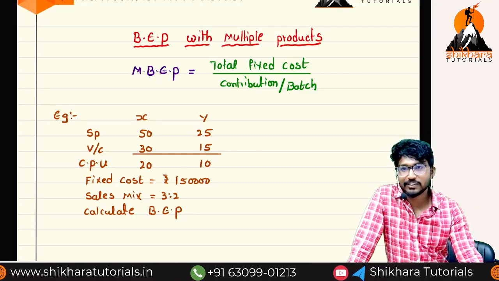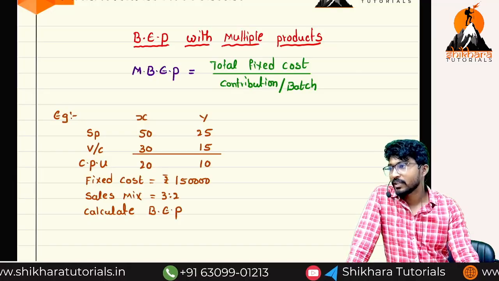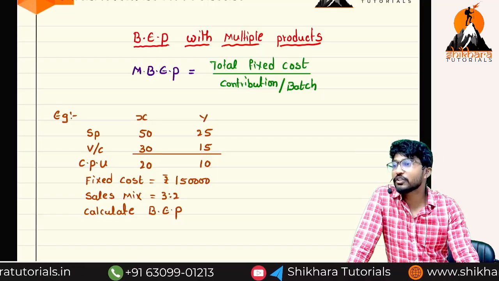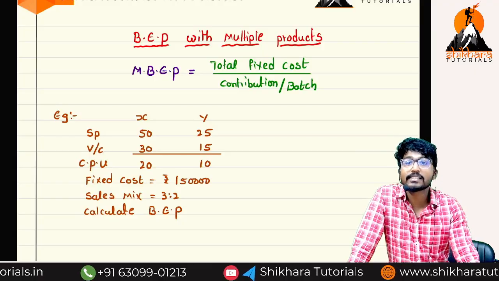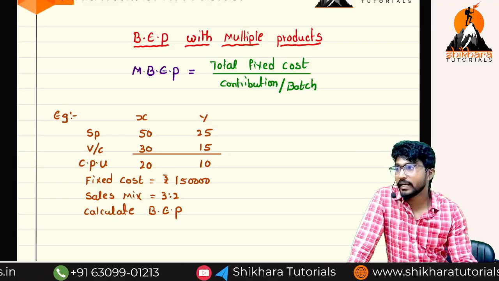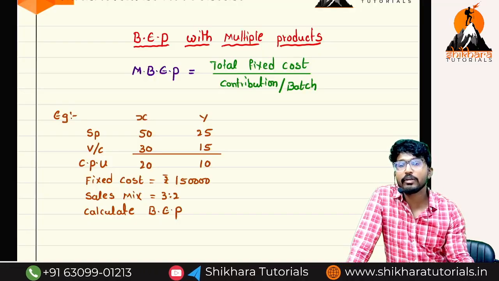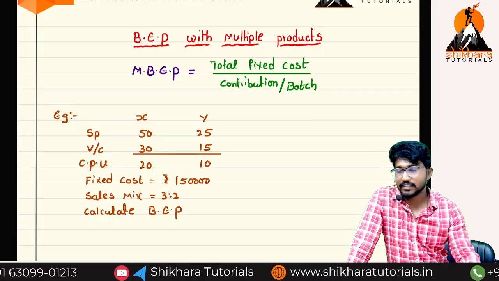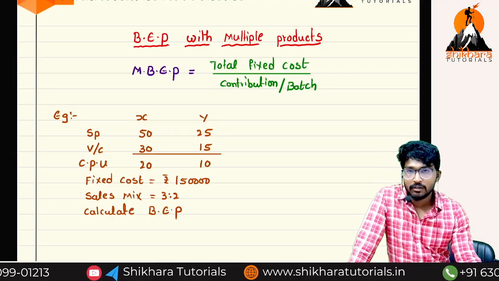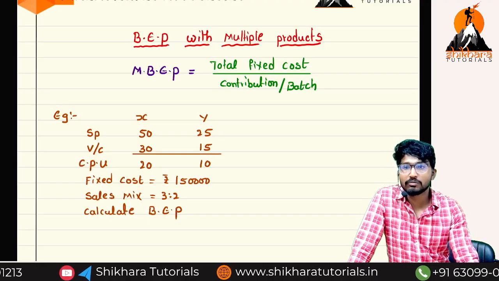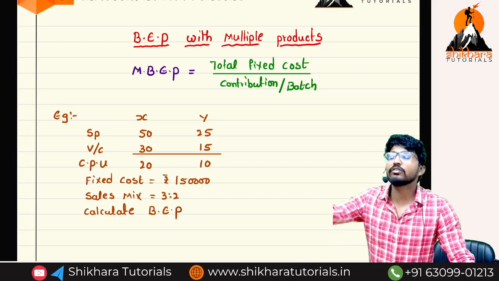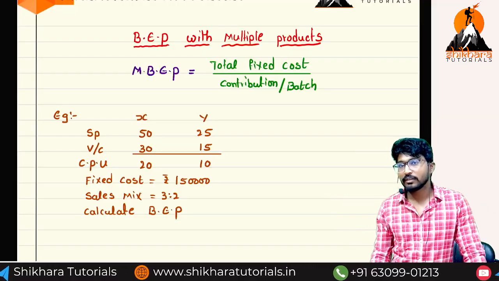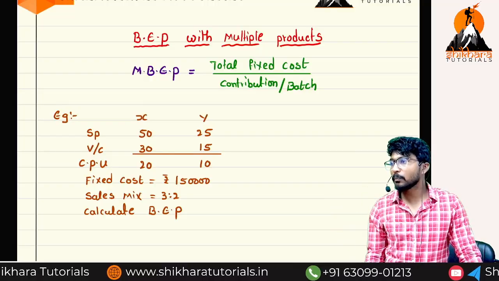Here the scenario is something different. To calculate multiple BEP, we need the sales mix ratio. That means in the market, how many units of A and how many units of B are selling, and in which ratio. Like we are selling two products, A and B, in the ratio of 5:2. That means if I sell 5 units of A, then I will sell 2 units of B. That is very important for calculating the multiple BEP.